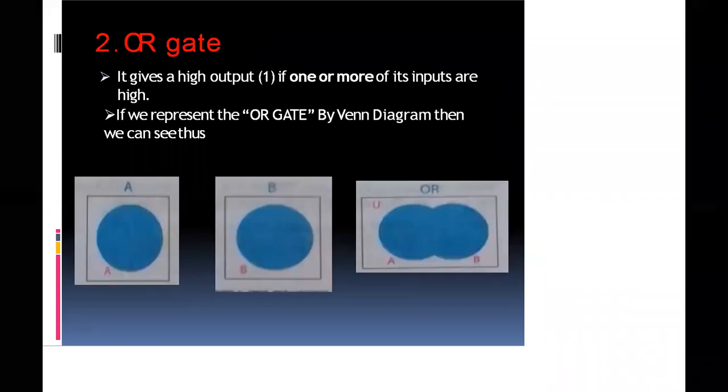Here we can explain the OR gate with this Venn diagram. If the inputs are A and B, and the output result is A or B, the region in blue color shows the A or B region.